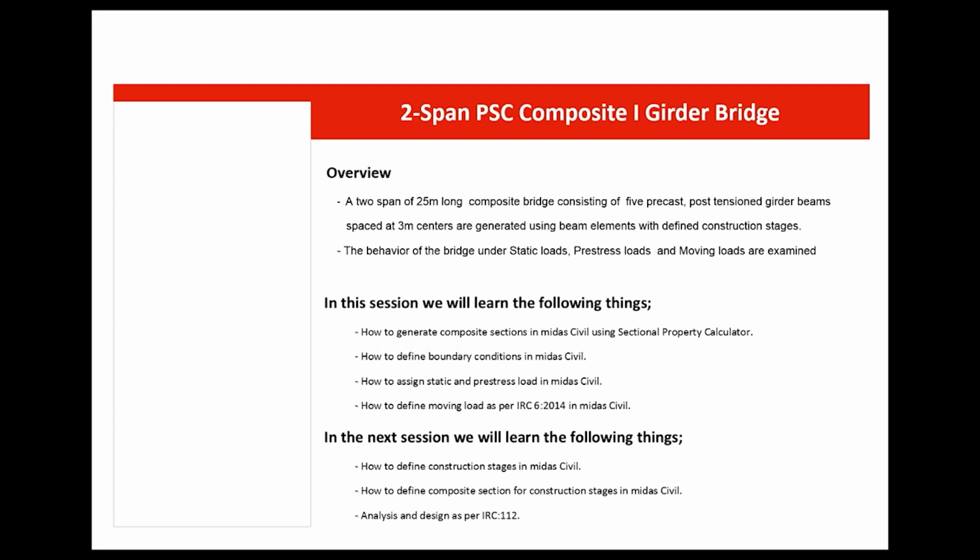So the overview of the bridge that we'll be looking at today: it's a two-span continuous bridge. Each span is 25 meters and it consists of 5 precast post-tension girders, which are spaced at 3 meters center to center, and we'll be seeing the behavior of the bridge under the application of static, pre-stress and moving loads.